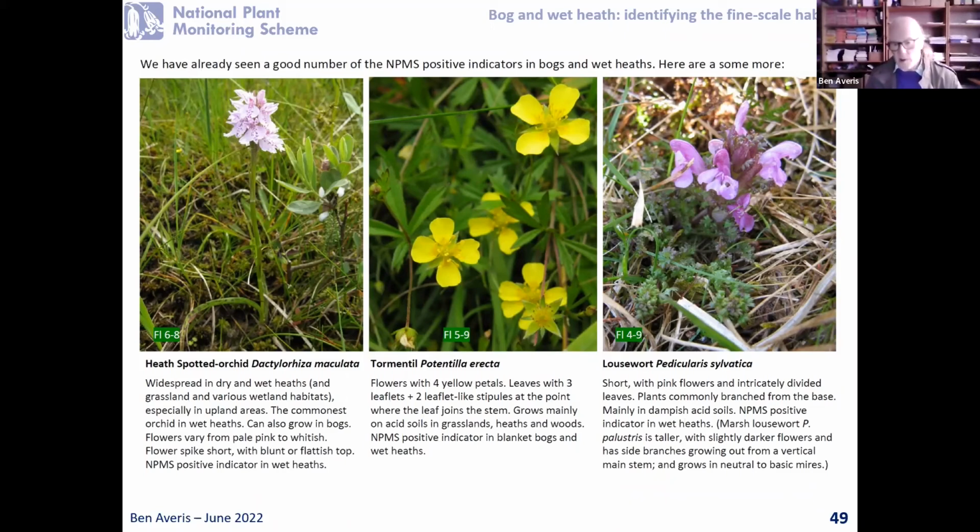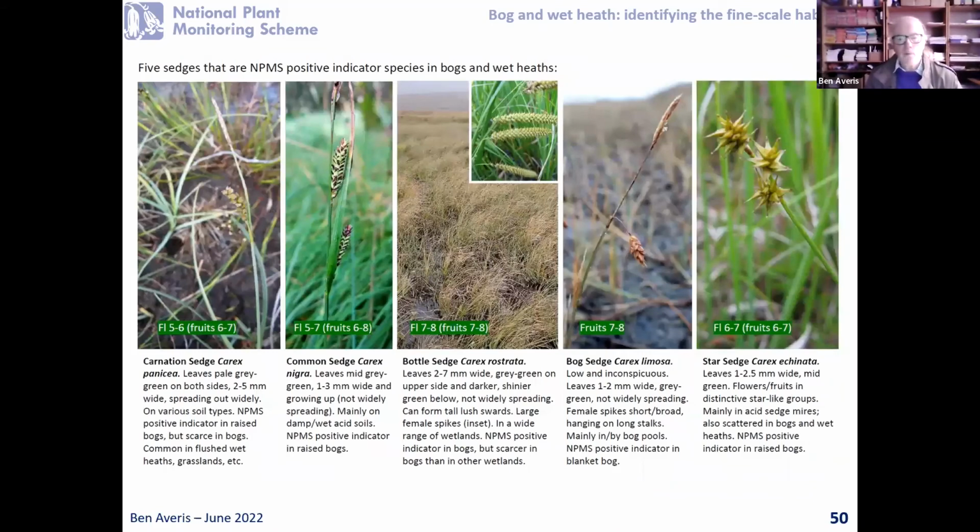And on the next page are some sedges. There are five species here which we find in wet heaths and in bogs. The bottle sedge and the bog sedge are basically in bogs, not really wet heaths. The other ones on the left and the far right can be in either bogs or wet heaths. I'll not go into the details of those, but they're there for you to look at and check out if you want to. Common species of sedges. Well, the bog sedge is not very common, actually. That's always a nice find.